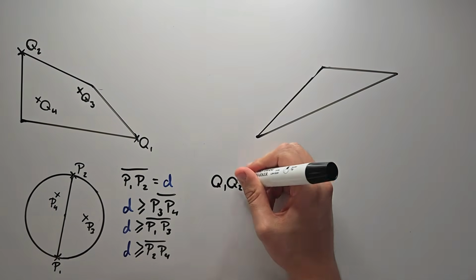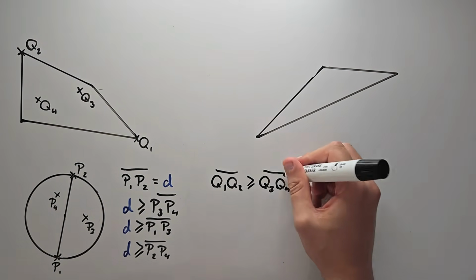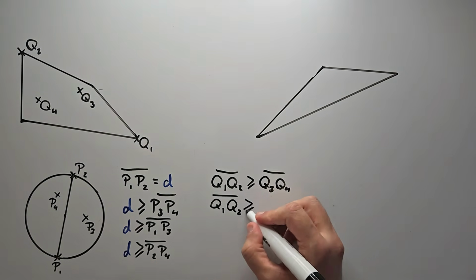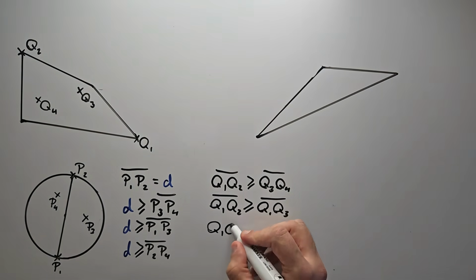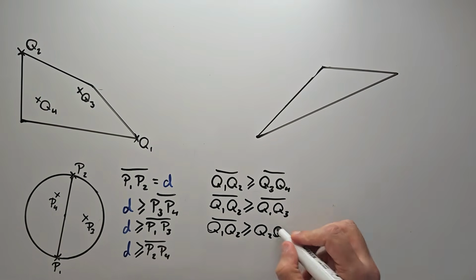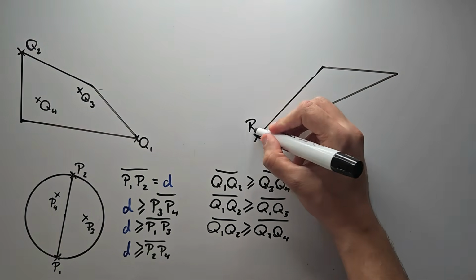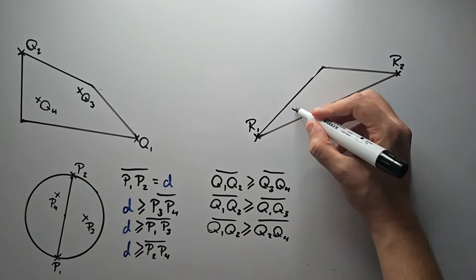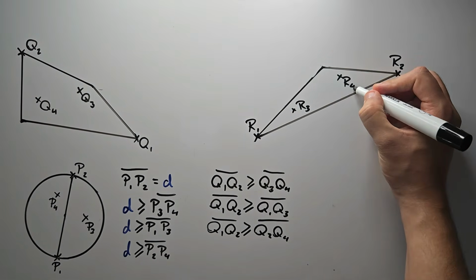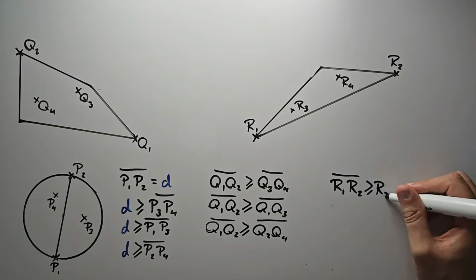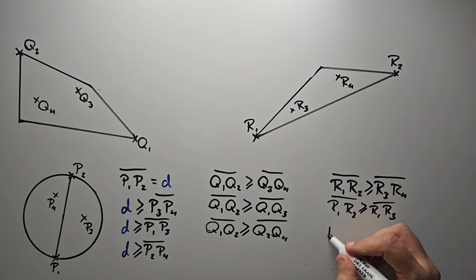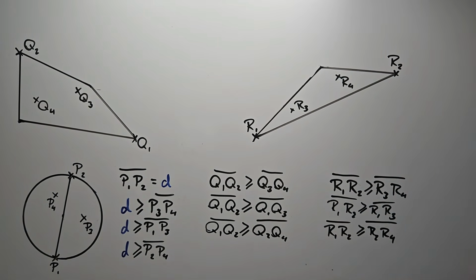We can see here that the distance Q1, Q2 is the longest distance we can find within the quadrilateral, and that no other pair of points will have a distance greater than the distance Q1, Q2. Doing the same for the triangle, we mark 4 points R1 to R4, such that R1, R2 is the greatest distance in the triangle, so that no other pair of points has a greater distance than R1, R2. We see that Q1, Q2 and R1, R2 have the same property as the diameter of the circle, in that they are the greatest distance found between 2 points in their respective shapes.